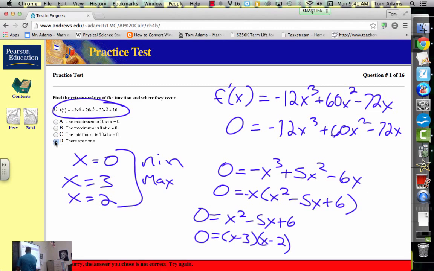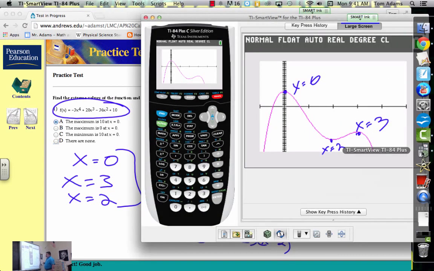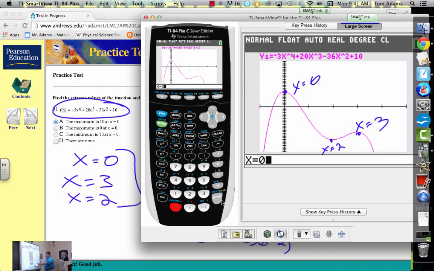So my answer should be D, there are none. Wait, no, A. No, because the maximum was. Oh, yeah, you've got to find the max. Okay, I apologize. One last thing. When we get here, we want to figure out what those min and max values are. You can do that on the calculator: when x equals 0, y equals 10. You have to check all three. When x equals 2, y equals -22. And lastly, when x equals 3, y equals -17.